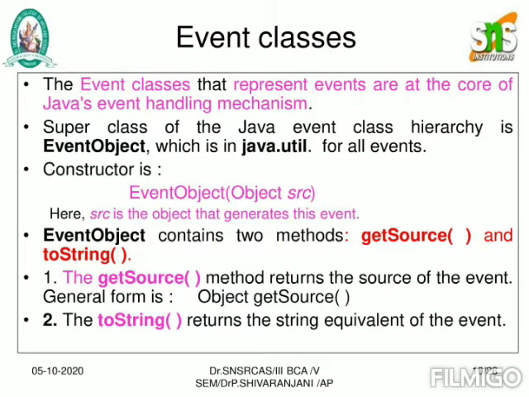SRC is nothing but the object that generates this particular event. So here the EventObject has two methods. The first is called getSource, and the second is toString. The getSource method will return the source of the event, and the general format is Object getSource. That is the syntax. Similarly, you have a method called toString that will return the string equivalent of the event. So these are the two different methods contained inside EventObject.